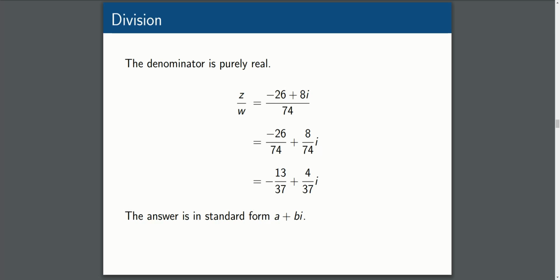And notice that what we have here is in standard form. We have a plus bi, and the numbers a and b are strictly real numbers. I'm no longer dividing by anything complex. Everything in those fractions is purely real. So this is the final answer to our division problem. And this is the reason that you have to use that step involving multiplication by the conjugate.